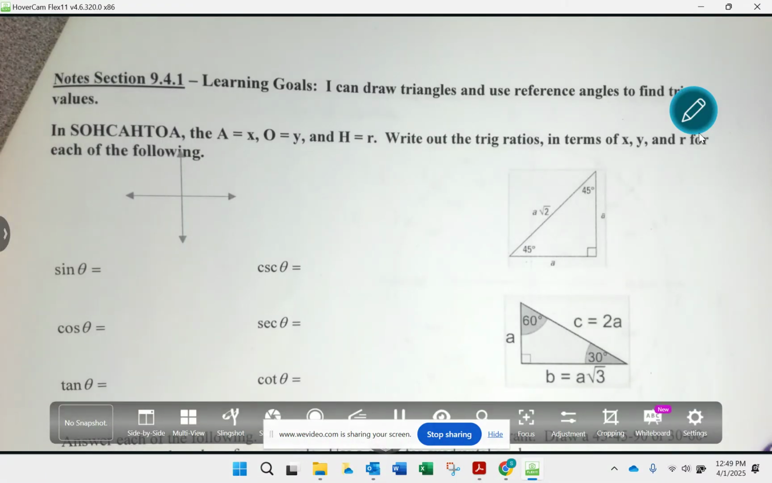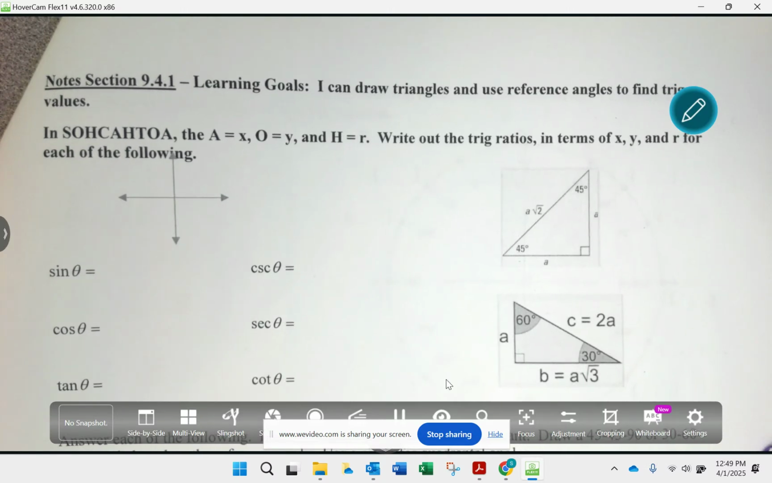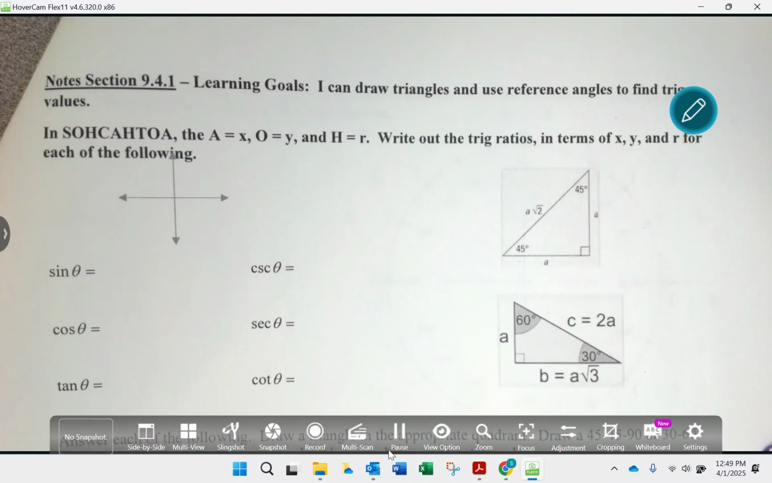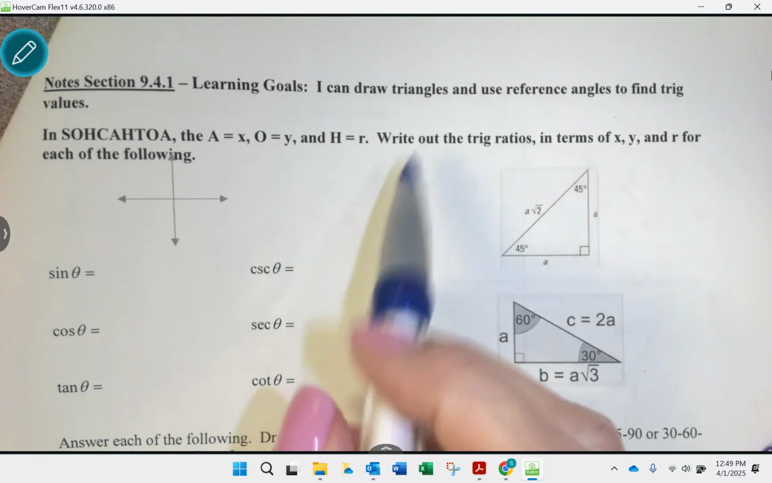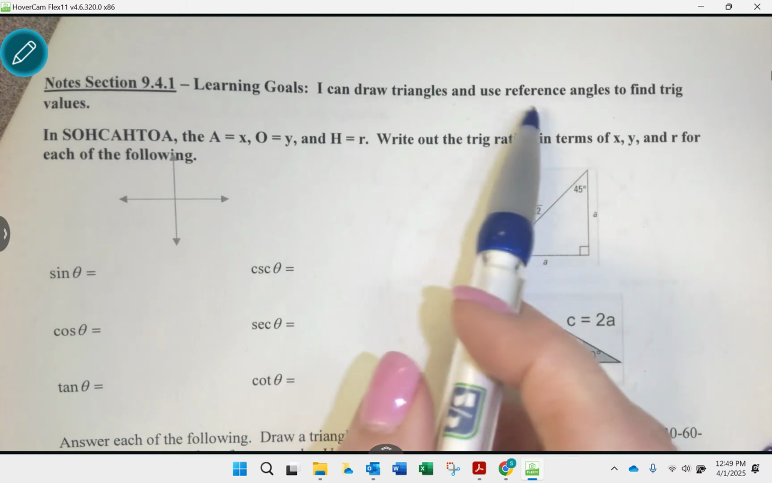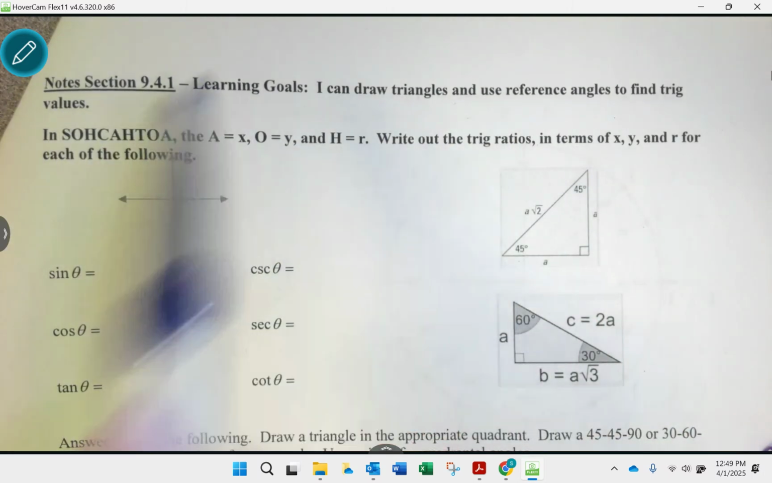Hey guys, we're looking at section 9.4.1. Our learning goal is that we want to be able to find the values of sine, cosine, and tangent. So we're going to be learning quite a few things here. So we want to be able to draw triangles and use the reference angles to find the trig values.